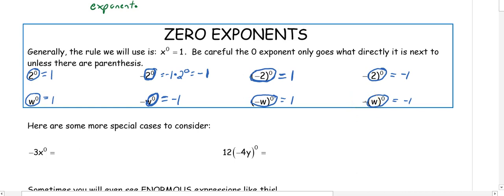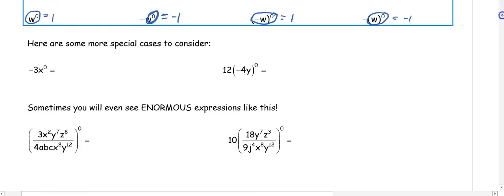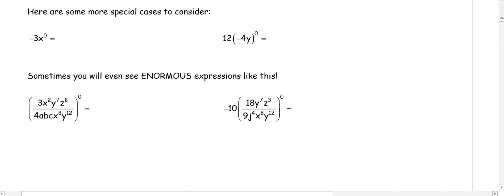There are some special cases to consider when there are numbers mixed in besides our variable with the 0 exponent. Here we have negative 3 x to the 0 power. The exponent only applies to x to the 0, which is 1, but there's a negative 3 there. So it's really negative 3 times 1, which is negative 3. In the next one, we have 12 parentheses negative 4y to the 0 power.